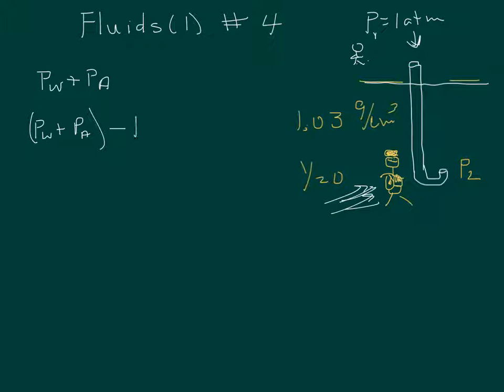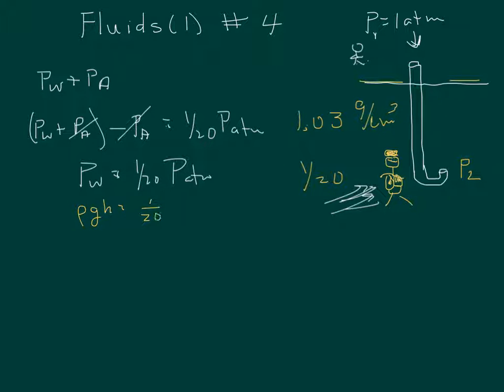And the problem tells us the difference between that and what he would normally breathe has to be equal to 1/20th the pressure of an atmosphere. So these two numbers cancel out, and so we're saying the pressure of the water has to be equal to 1/20th of an atmospheric pressure. Understanding this problem, what it just said, is the most difficult part. The pressure of the water, then, is rho times g times h, and that would be equal to 1/20th the pressure of the atmosphere.